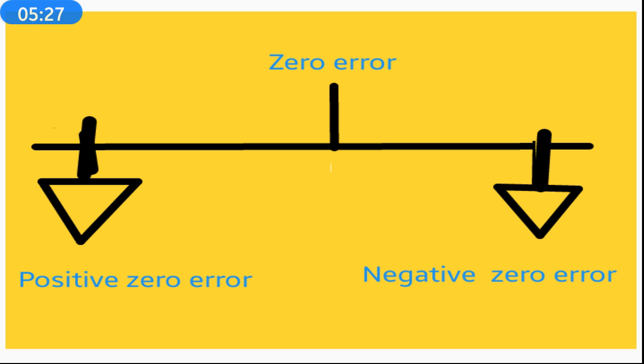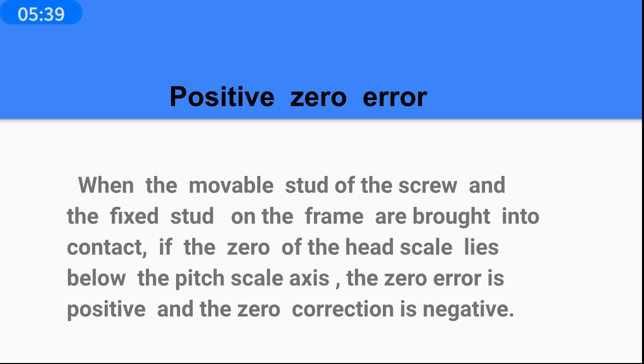Now, zero error is classified into two: positive zero error and negative zero error. So what is positive zero error? When the anvil and the spindle are brought into contact, when they touch each other, if the zero of the head scale lies below the pitch scale axis, the zero error is positive and the correction will be opposite to it. The zero correction is negative. So when the zero error is positive, the zero correction will be negative.